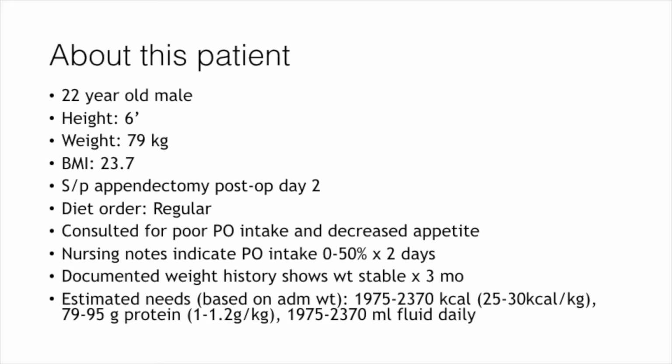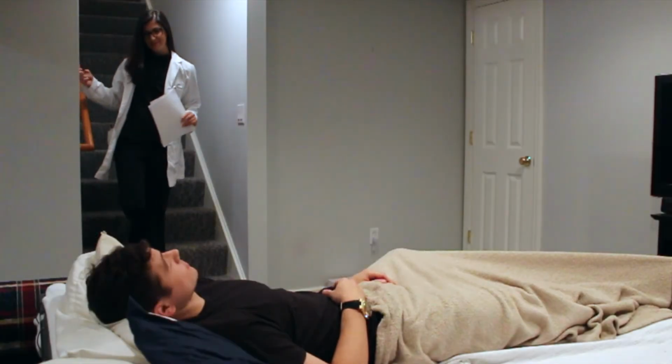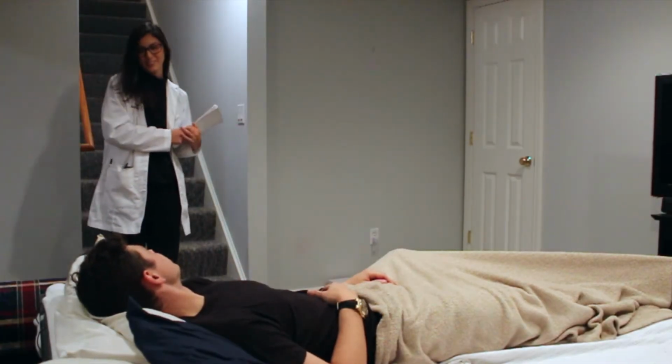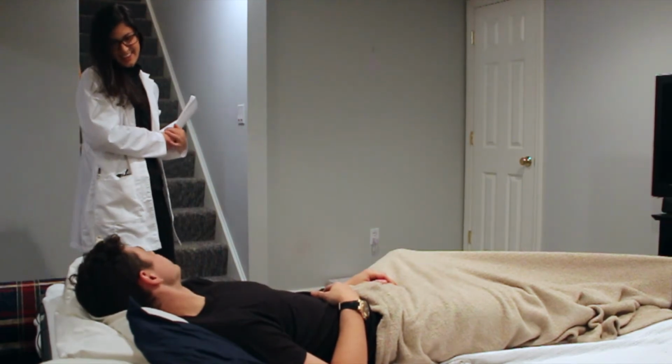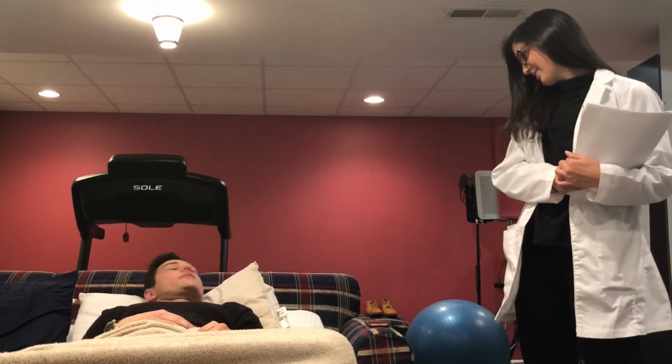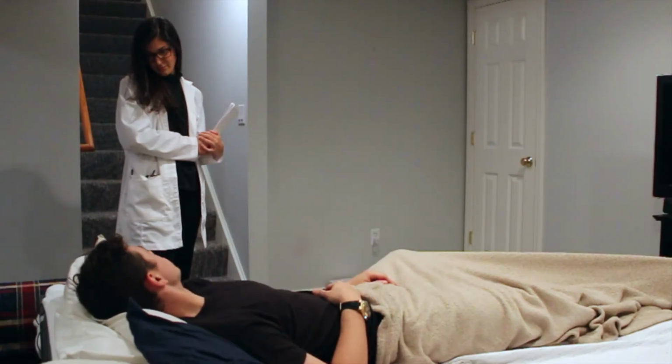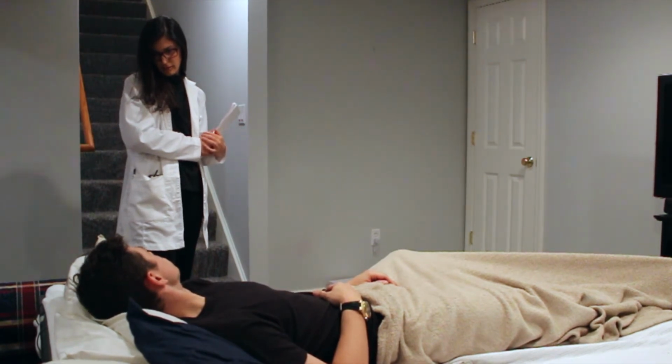Nursing documentation notes that his intake has ranged from 0 to 25 to 50% the past couple of days. His documented weight history shows that his weight's been stable for about 3 months, and his estimated needs are calculated here on this slide, and obviously he's not meeting his needs if he's eating about 50% or less of his meals. Now that I have the background information on this patient, I'm going to go introduce myself and ask him his take on what's going on and see why he hasn't been eating well and why his appetite has been decreased.